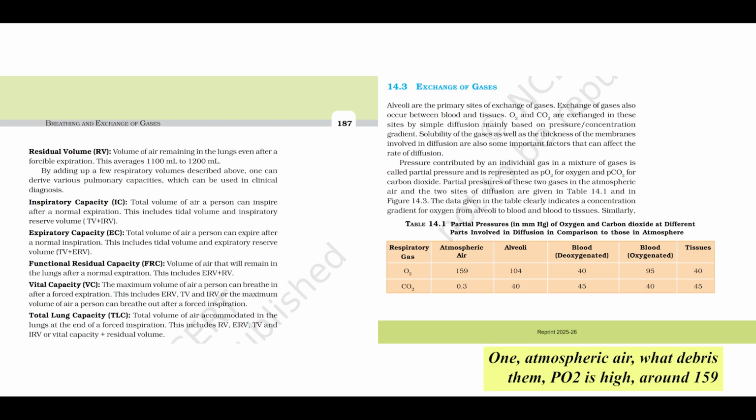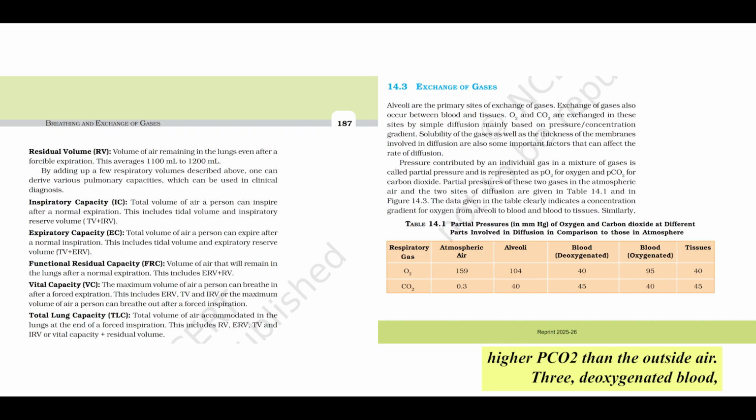1. Atmospheric air, what you breathe in: PO2 is high, around 159 mm Hg, PCO2 is very low, about 0.3 mm Hg. 2. Alveoli, air sacs in your lungs: PO2 drops to about 104 mm Hg, PCO2 rises to about 40 mm Hg. Wait, why does the PO2 drop from 159 to 104 in the alveoli? Good question. It's because the fresh air you inhale immediately mixes with the stale air already in the lungs, the residual volume, which has less O2 and more CO2. Plus, CO2 is constantly diffusing from the blood into the alveoli, so the final mix has a lower PO2 and higher PCO2 than the outside air.